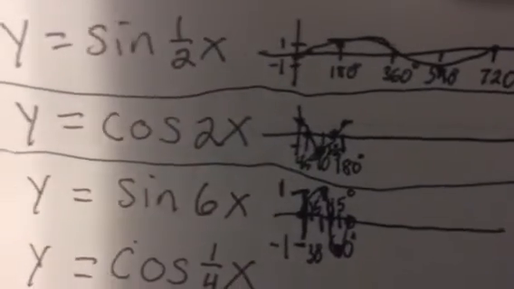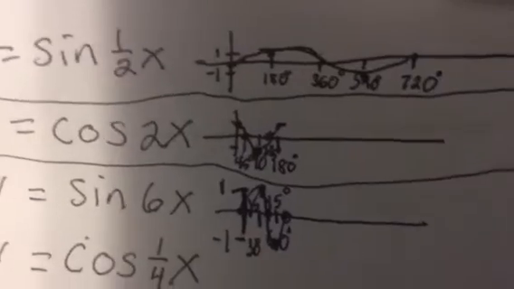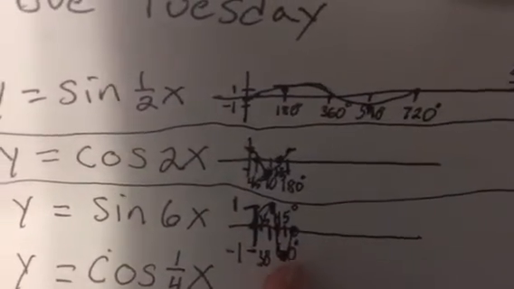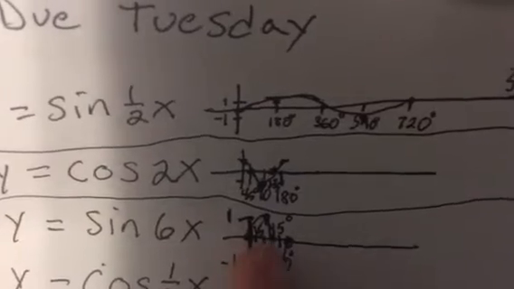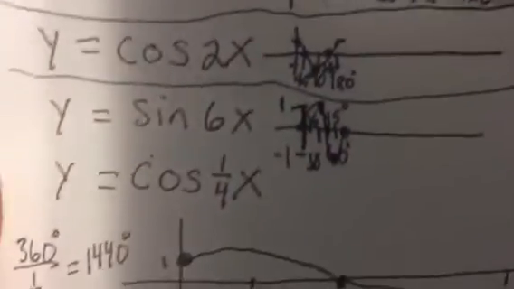So, okay, and then sine 6x. So I made the one bigger because the period is 60. Every 15, 30, 45, 60. So I made the one bigger, so it goes across a little more.